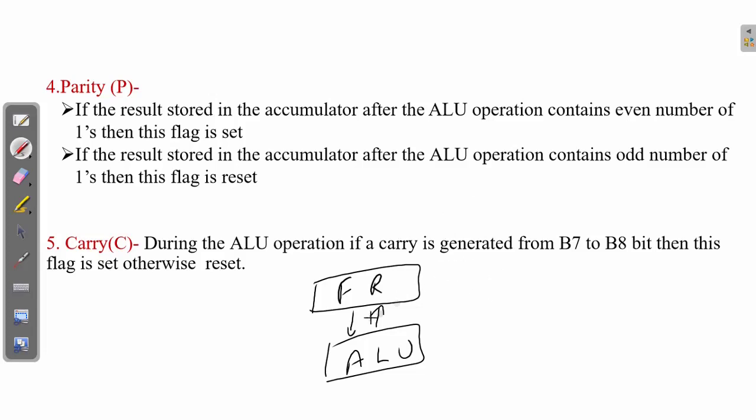See here. What this arrow actually means is that the flag register will observe the ALU result or the operation going on, and based on that it will update itself. And whenever required, the ALU can also observe the flag register and update itself. Are you getting my point?